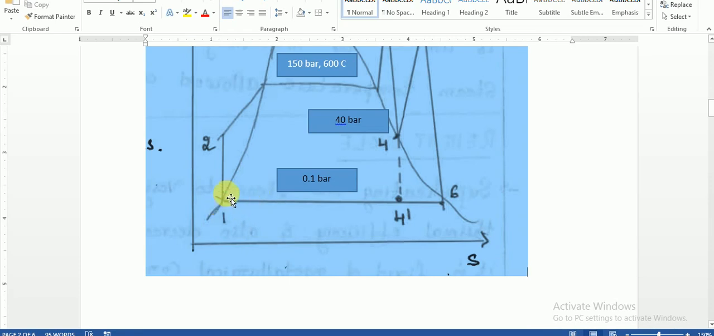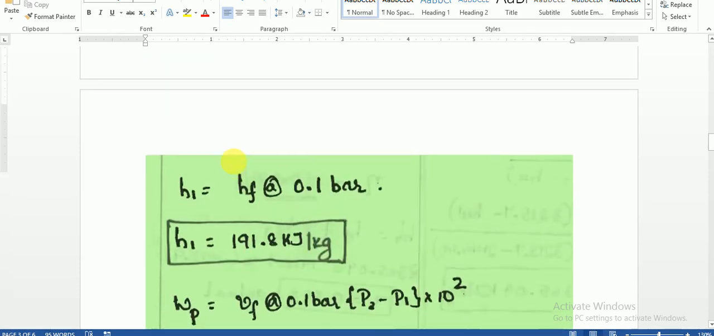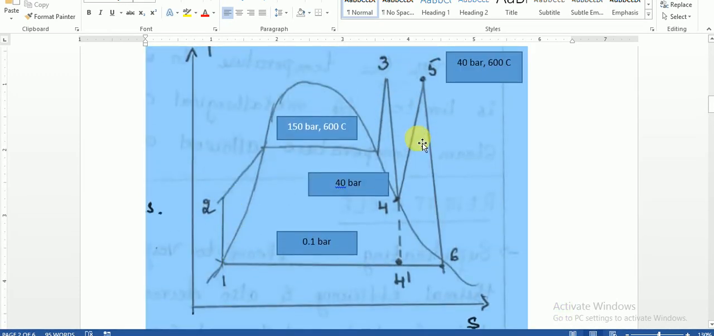We can note down the point, that is H1 is equal to HF at 0.1 bar. We have to use WP, that is WP is equal to H2 minus H1, and find the value of H2. Now we will move on to the next. We need to find H1 and H2. Here we will use the Mollier chart to find H3, H4, H5 and H6, but we will use the steam table to find H1. So we will use the steam table, then use the pump formula and find H2.